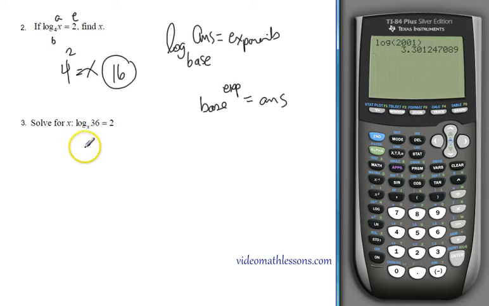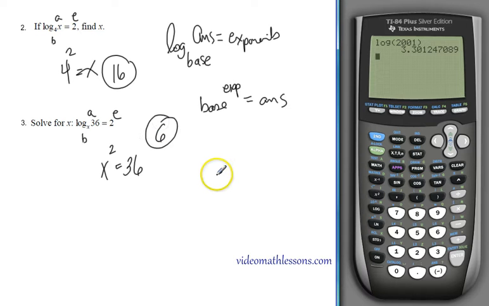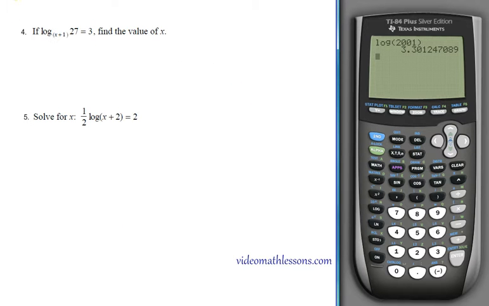Let's try it again. Log base x of 36 equals 2. So what this is saying is some base, 2 is the exponent, 36 is the answer. Base, exponent, answer. What number squared is 36? And hopefully you know right off the top of your head. 6. Let's try it again.